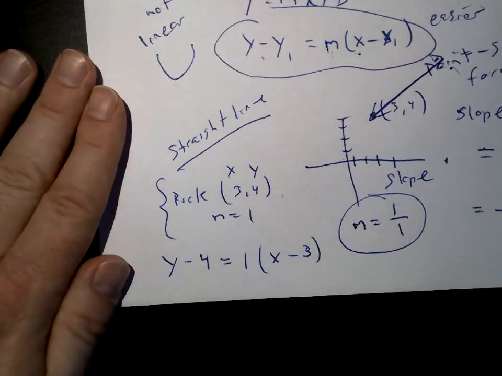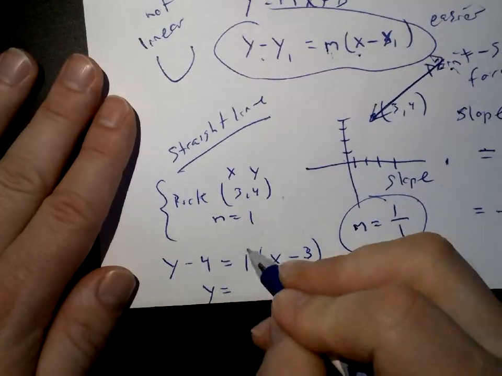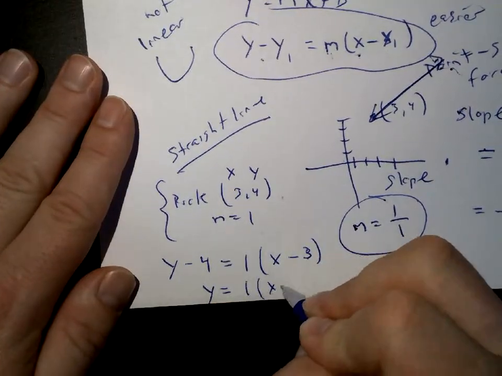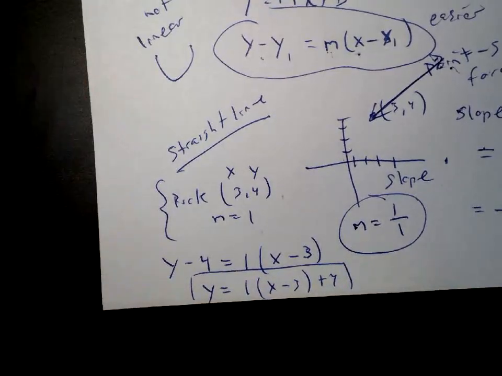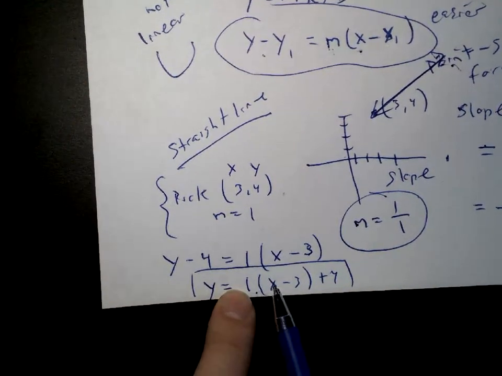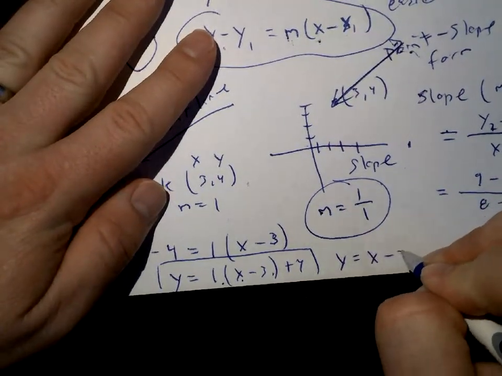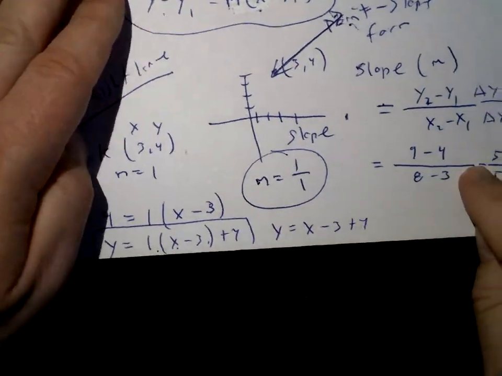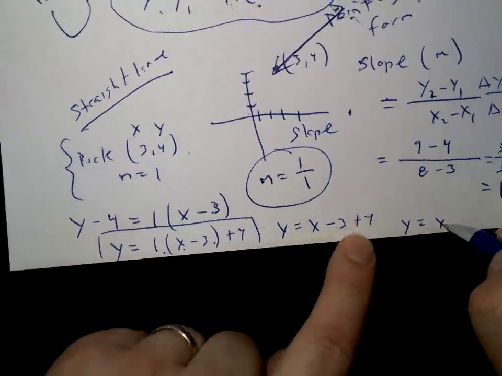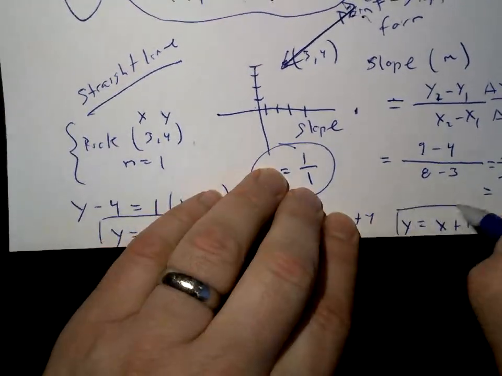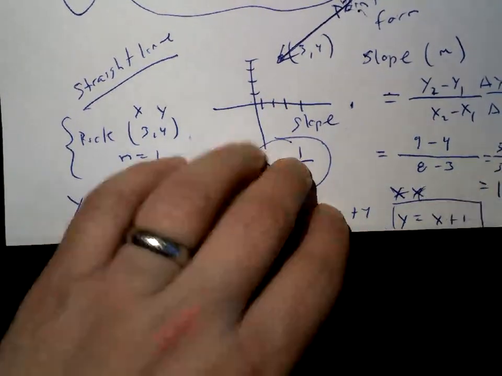And there's my equation. Now what I want to do is solve it for y. So if I solve it for y, I'm going to have 1 times (x minus 3) plus 4. Now this is your equation. If you want to distribute, you get x minus 3 plus 4, and then you have y equals x plus 1. And there's my equation.